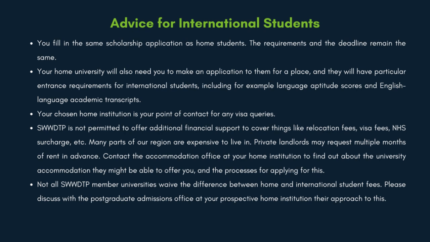It's also really good to talk to the international office and the postgraduate admissions office at your proposed home institution, as they can offer a lot of additional advice. Bear in mind that you will need to make an application to your home institution for a place, and they will have particular requirements for international student applications. Also bear in mind that your home institution is the first port of call for talking about any visa issues that you have inquiries about.